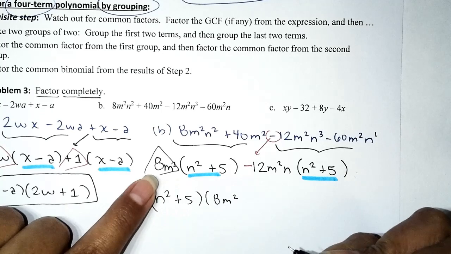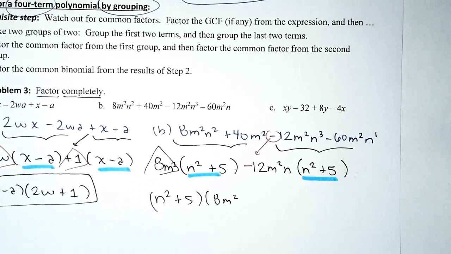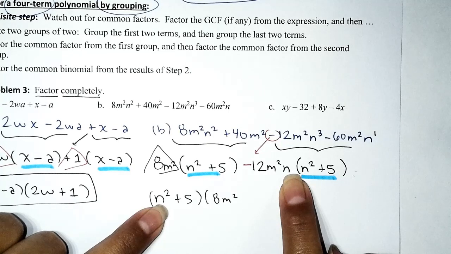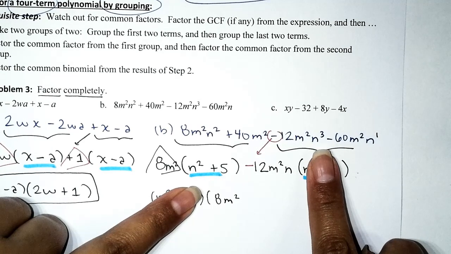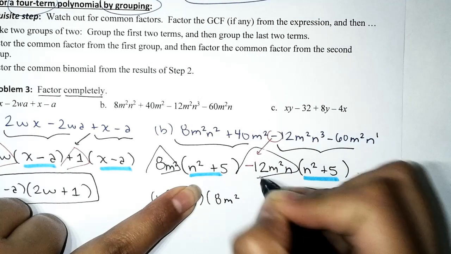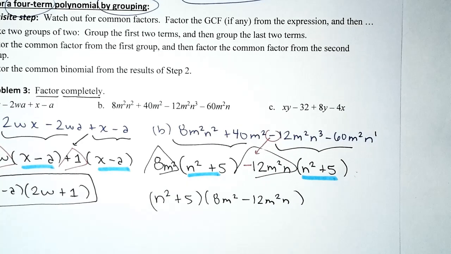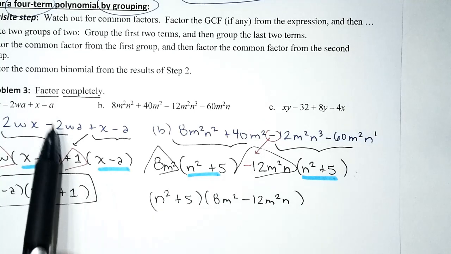Do you have to highlight this? Of course not, but that's my thought process. Second product over GCF, the n squared plus 5's cancel, and that will leave us with negative 12 m squared n. The directions read factor completely.